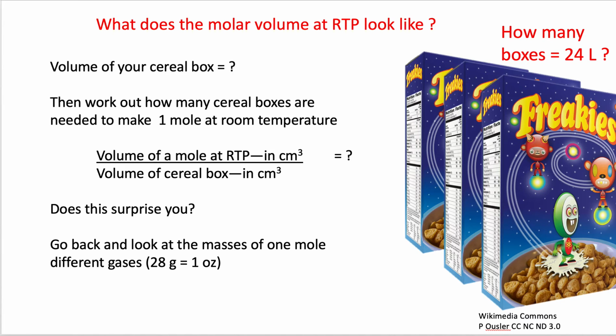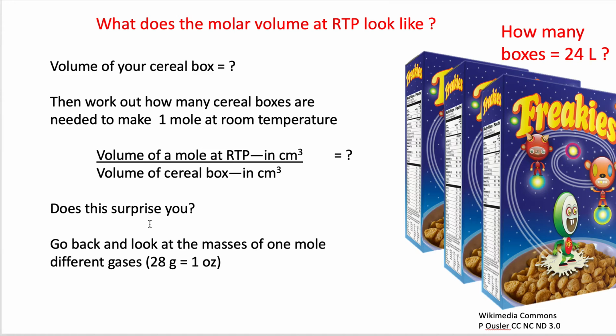So what you're going to do is to divide the volume of 1 mole at RTP in centimetre cubed by the volume of a single cereal box in centimetre cubed, and you'll get how many boxes. So pause, work it out, and then answer the question, does this surprise you? And go back and look at the masses of 1 mole of the different gases that would fill that volume. And 28 grams is equal to 1 ounce.